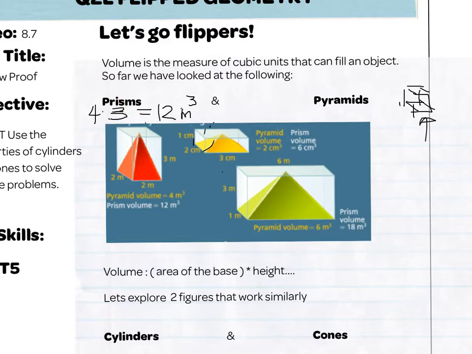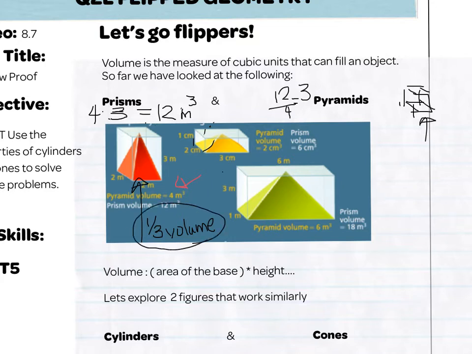Now for the pyramid, they tell us that the pyramid's volume for this first one is 4. Now if we compare 12 to 4, we know that that is 1/3. So 12 divided by 4 is 3, which tells us that this pyramid, like all pyramids, would be 1/3 the volume of the prism with the same area of the base and the same height.